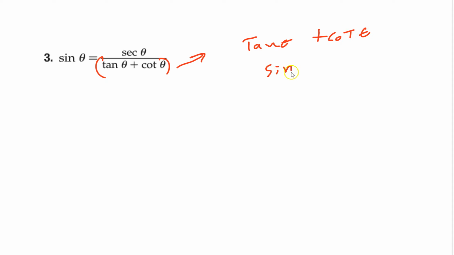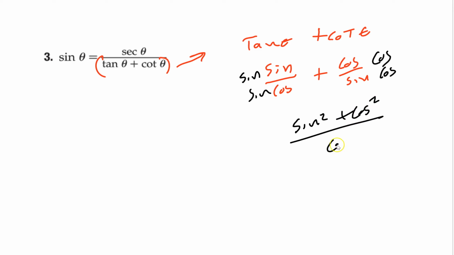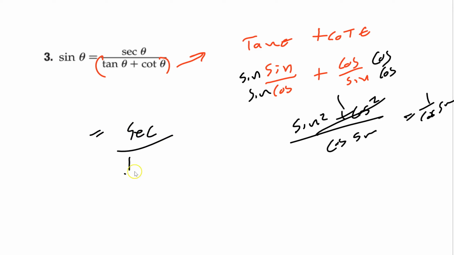Tan is sine over cosine. Cotan is cosine over sine. We've actually done this before. I cannot cross cancel. It doesn't work that way. You need a common denominator. The common denominator right here is going to be cosine sine. The side's missing sine, so multiply by sine over sine. The side's missing cosine, so cosine over cosine. And I get sine squared plus cosine squared over cosine sine. This is 1, so I just get 1 over cosine sine. So this turns into secant over 1 over cosine sine.